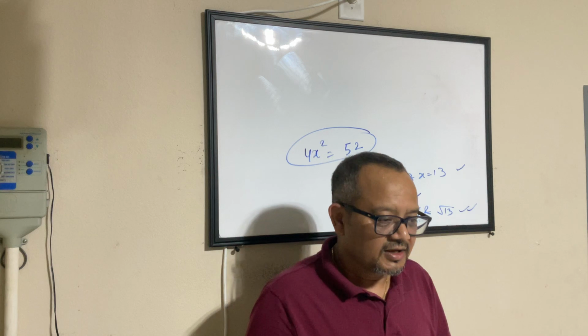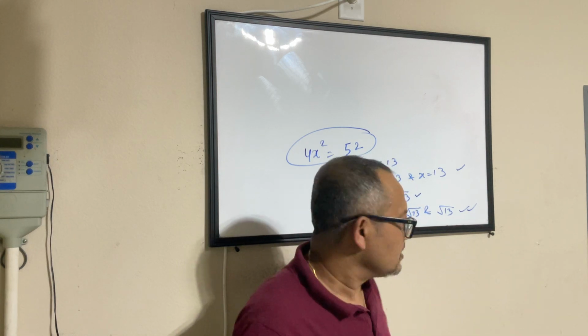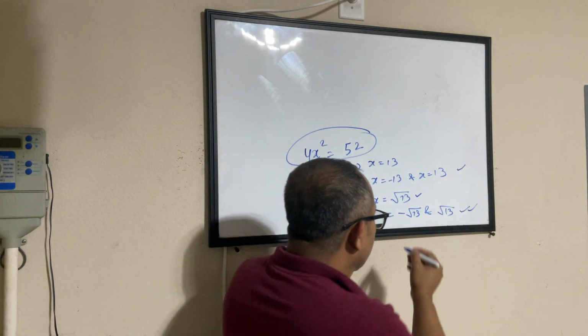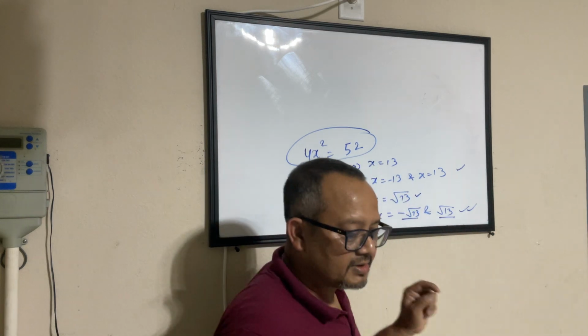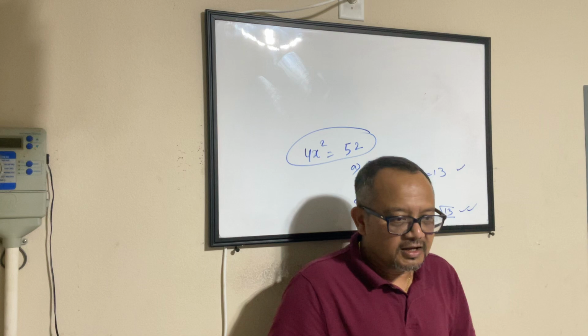Yeah, Vishal. Was on D, is it negative square root 73? No, it's negative square root 13 and square root 13. Yeah, I was just making sure. Okay. Wait, I want to change.